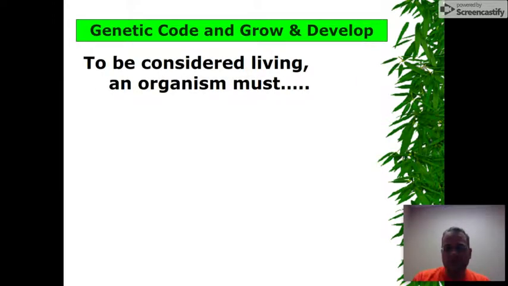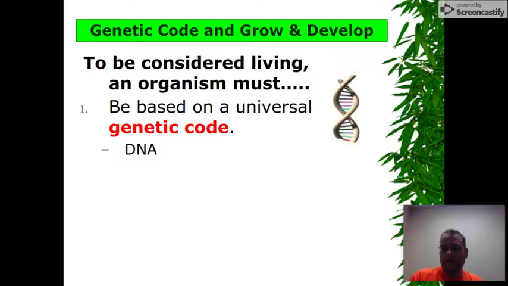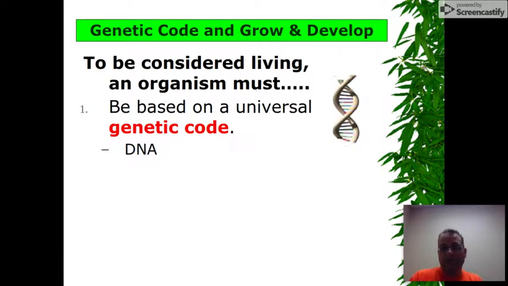Genetic code and development. So to be considered living, an organism must, one, be based on a genetic code. So this is going to be DNA. We'll talk about this a lot this year toward the second semester. So you might have seen a double helix shape on a crime show. The DNA is the building block or the blueprint to develop any form of life on Earth or how we know it.